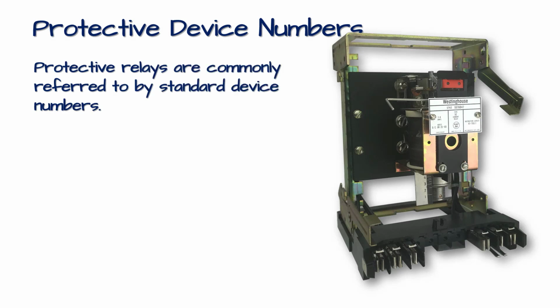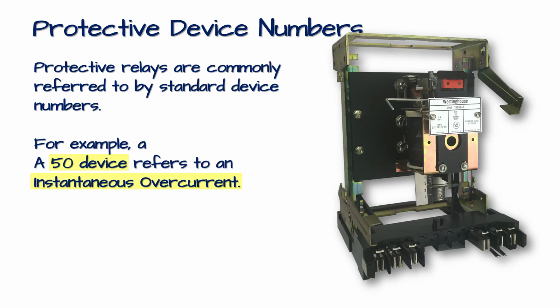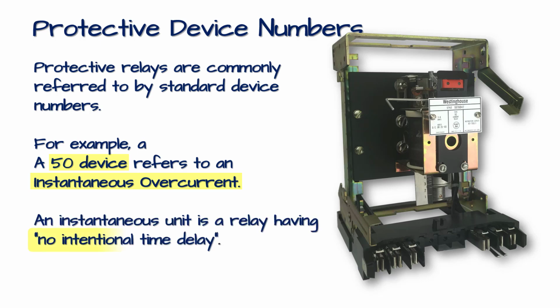Protective relays are commonly referred to by the standard device numbers. For example, a 50 device refers to an instantaneous overcurrent relay like the one you see here. Now, an instantaneous unit is a relay having no intentional time delay. It's not really quick or really fast. You will see this on a NETA exam, and they expect you to pick the answer that says no intentional time delay.